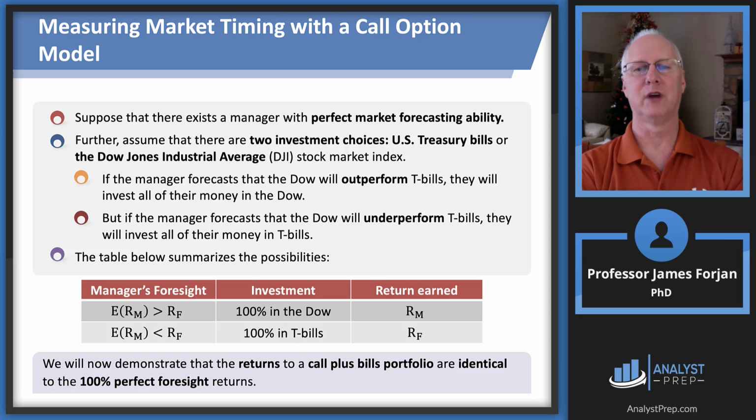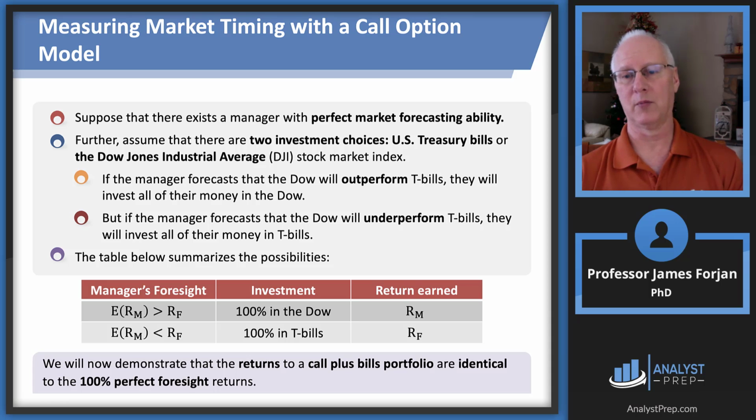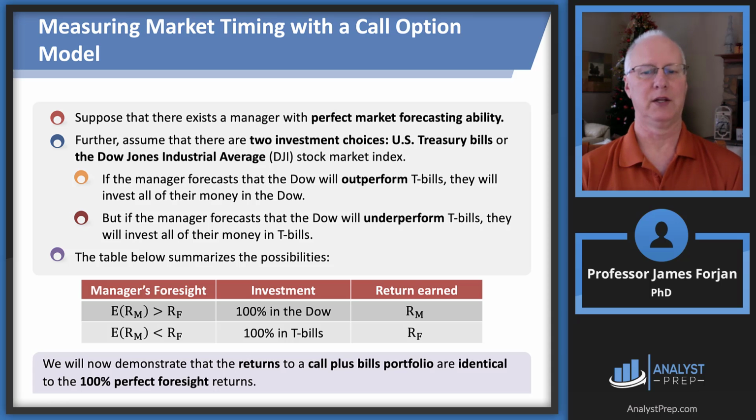Not one of your friends who thinks they're always right, but somebody who is always right. So let's narrow down our choices. We can either invest in treasuries or we can invest in the Dow Jones average, all right? If the manager forecasts the Dow will outperform treasuries, they'll invest 100% of the wealth in the Dow. But if the opposite holds true, 100% in treasury bills, all right? So look at that table there. Manager's foresight: if the return on the market exceeds the risk-free rate, we'll invest in the Dow, and we'll earn the market portfolio, right? Assuming the Dow is representative of the market. If the treasuries outperform the market, we'll invest 100% in treasury bills, and then we'll earn the risk-free rate.